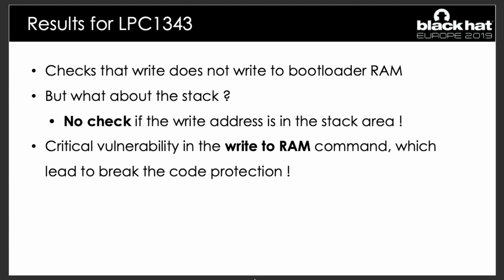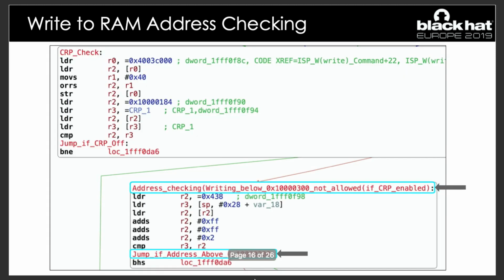So we managed to break the code protection using return-oriented programming, as we will see in the upcoming slides. So yes, here's the assembly code. It checks if CRP is enabled. If it's enabled, it jumps to this check to check if the address is less than 300 or not, and it jumps and executes the command if the address is above 300.